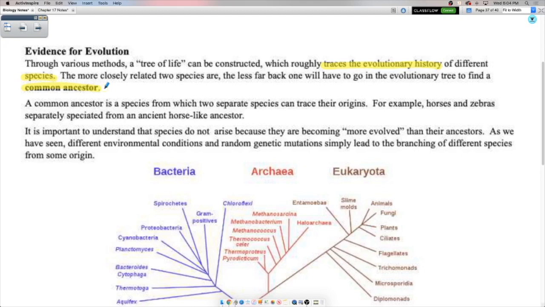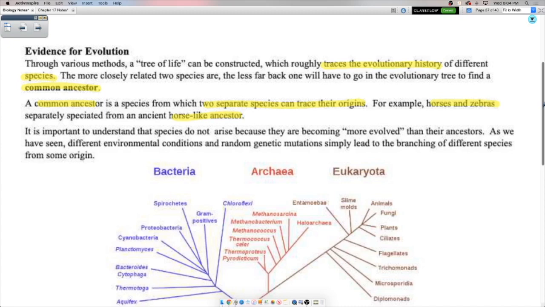A common ancestor is just a species from which two separate species can trace their evolutionary origins, right? So your grandpa is your common ancestor with your cousin because you can both trace back to your parents, and then your parents can both be traced back to your grandparents. So horses and zebras, you can tell by looking at them that I bet they're pretty closely related. And they are. You can trace them both back to a common horse-like ancestor. And so there's some species that if you go back, eventually branched off into two different species, which might have branched off into more and more species, but eventually it resulted in a horse and a zebra.